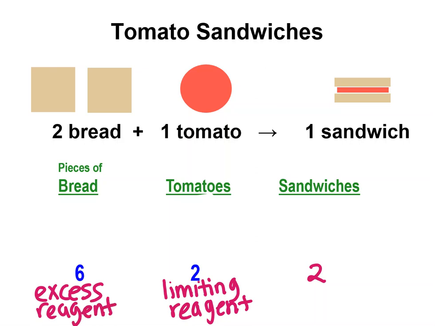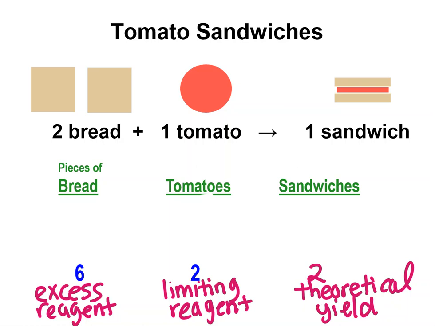Okay, a few things to point out about this. So this is the amount we're going to get. This is what we call the theoretical yield. These were pretty simple numbers, so it's pretty easy to tell what our theoretical yield would be and to see that we're not going to have enough tomatoes.